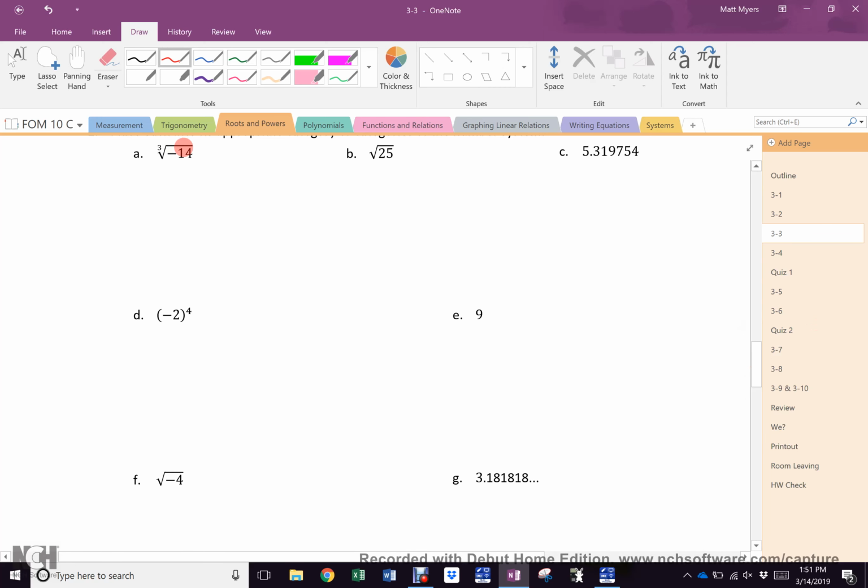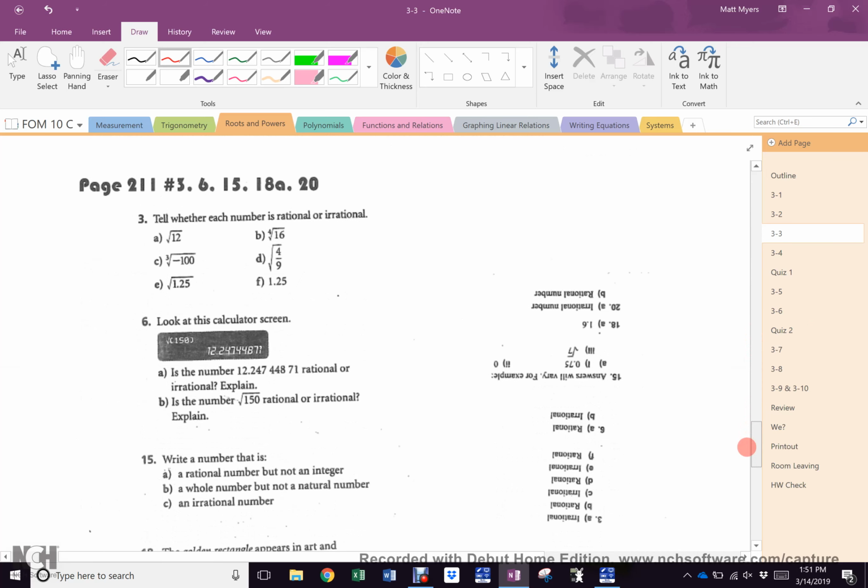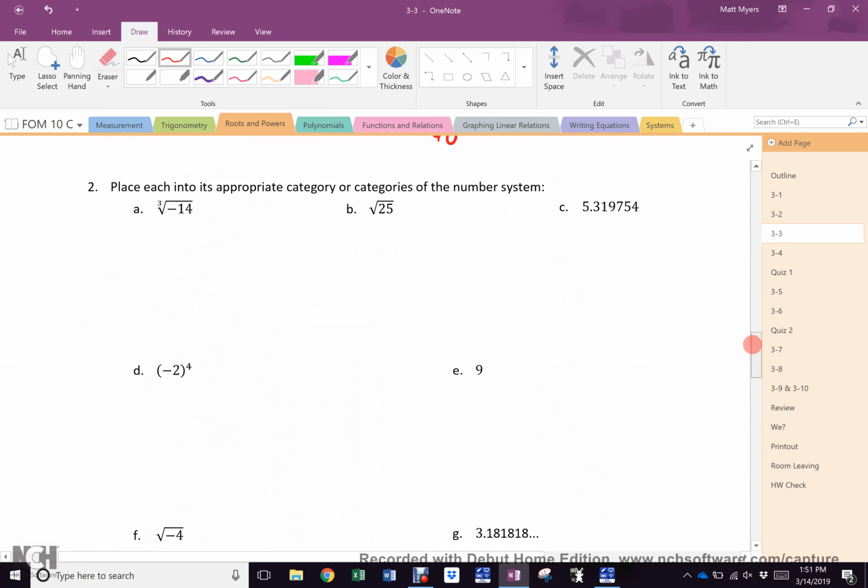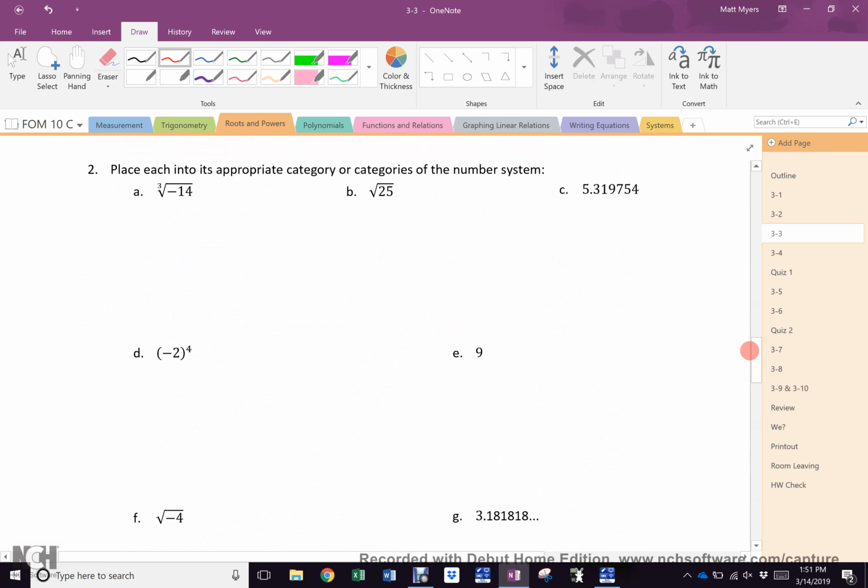That is the cubed root of negative 14. I don't know how to put that. I know you don't. So you got to think about this. There is. Because it would be on the right side. Yes, of course it's irrational.